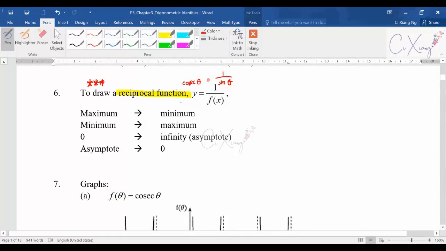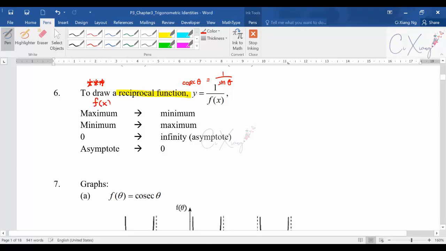They will ask you in the exam to sketch the graph. All right, so for me, because I'm very lazy, I don't like to memorize a graph. Therefore, I will use this concept to help me sketch the graph. To know this concept, first, you need to know some very basic ideas.